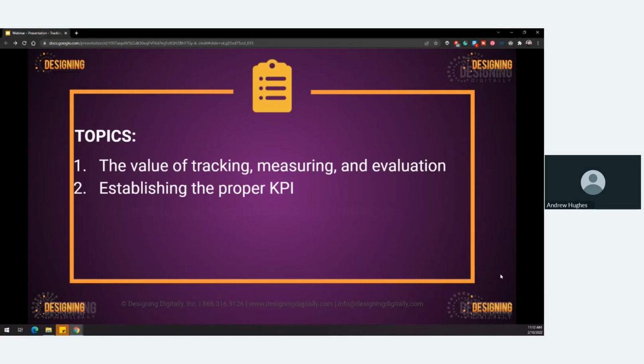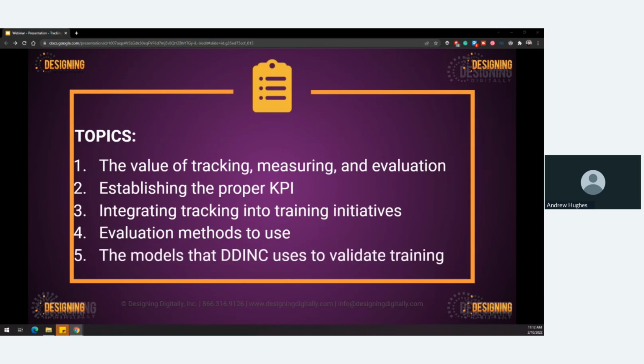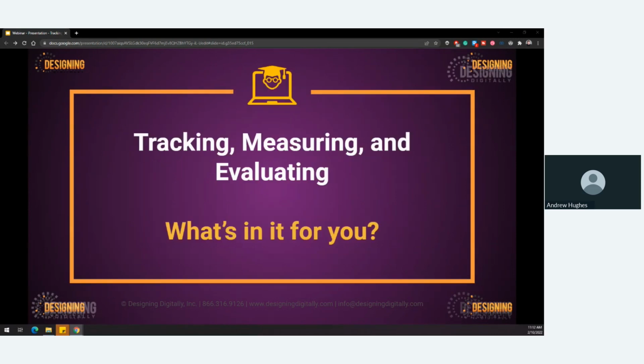So what I want to hit today for you guys to understand is we're going to be hitting the value of that tracking. We're going to be looking at proper KPIs. We're going to be looking at the training initiatives and what other people have done, and actually how we can evaluate this from its conception all the way to when it's been launched a year afterwards. Okay, and then we'll be showing you some of what we've done from an evaluation model to make that happen.